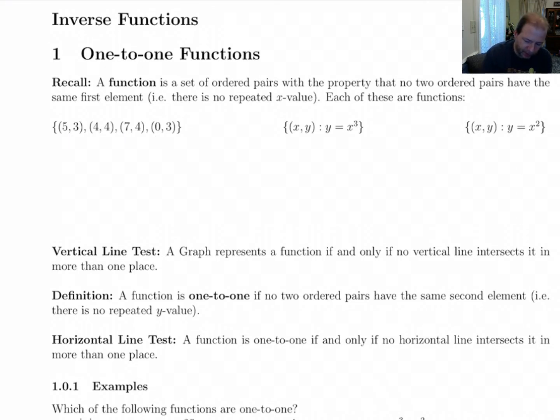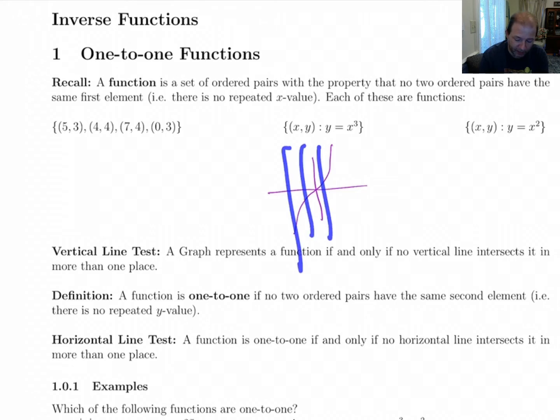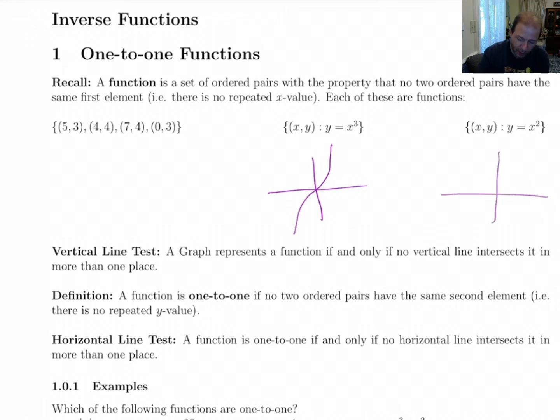Now, the way we'd probably check the others is by looking at the graph. This one, y equals x cubed, looks like this, and that passes the vertical line test. Any vertical line I draw through this is only going to touch it in at most one place. And same for y equals x squared. If we graph that out, it looks like this, and any vertical line we draw through there is going to touch it in at most one place. I guess in both of those cases they touch in exactly one place, but still, they pass the vertical line test, so they are functions.